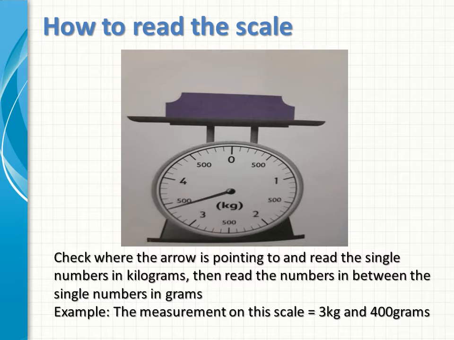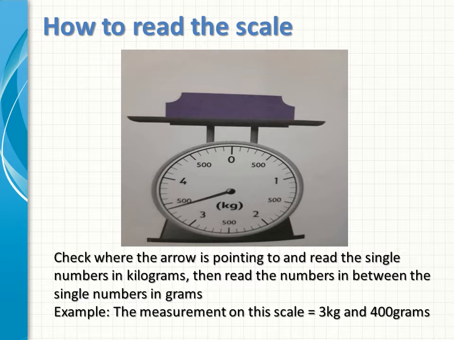What you do, like I said in the last lesson, check the arrow and look at where the arrow is pointing to. You see that we have single numbers on the scale. We have 1, 2, 3, and 4. And we also have numbers 500, 500. Then, can you see that we also have some lines in between? Good. Now, these numbers 1, 2, 3, and 4, they are kg. The single numbers are in kg. Okay, they are in kilograms.